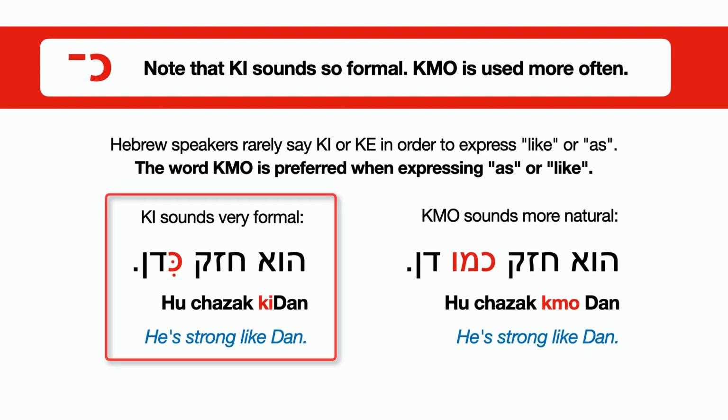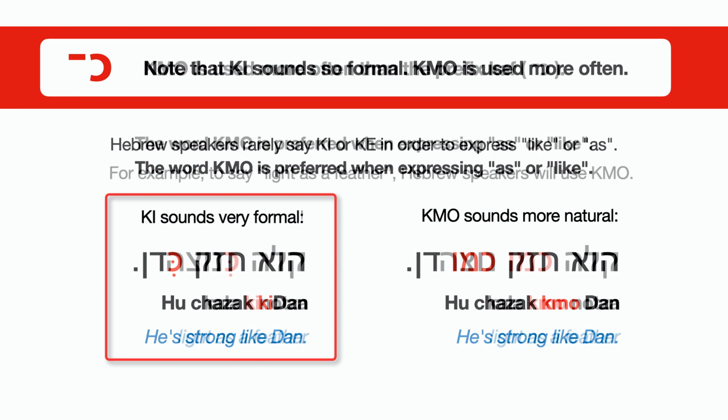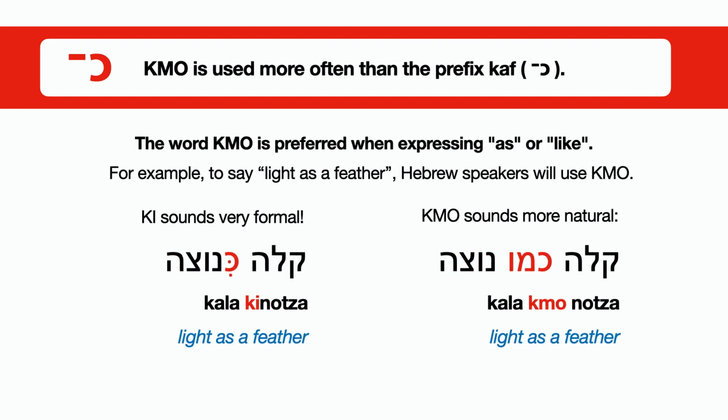If you use ki, that would sound like you're speaking as a person from the past, like someone in the Bible. So if you say hu chazak ki Dan, that's also correct. He's strong like Dan, but that would sound so formal. That sounds very biblical.